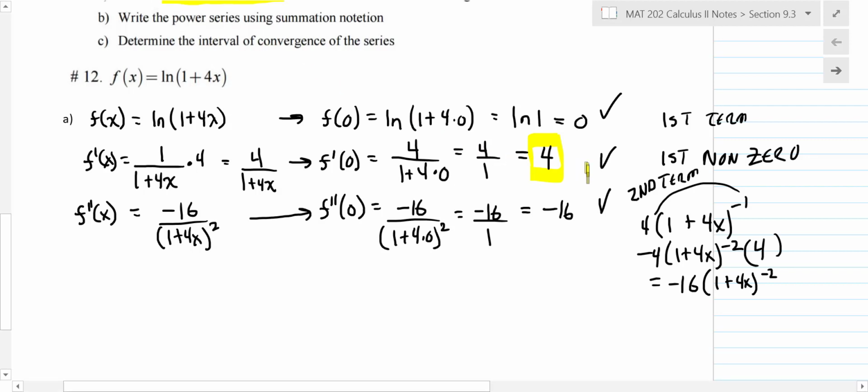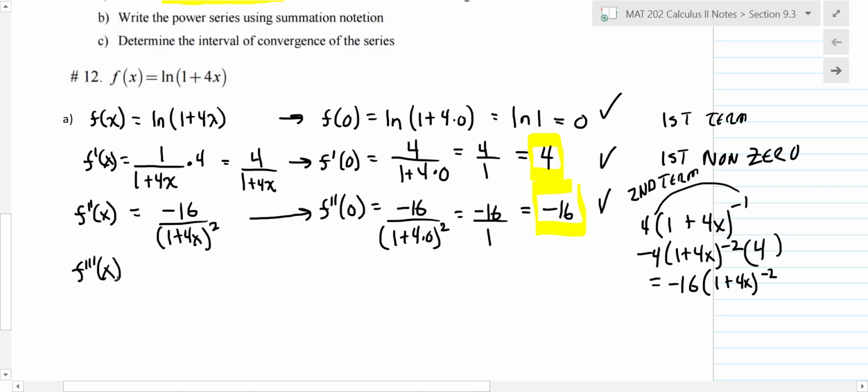This shouldn't be that hard to do because the derivatives are fairly simple, and then there's the arithmetic involved. Is everybody with me so far? We oftentimes do a problem like this on a final exam too, just a straightforward knowledge of what a Maclaurin series is and how to write things out. Now I'm going to go on to f triple prime.